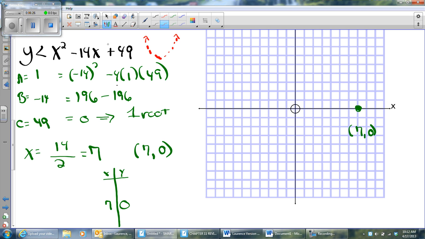Now, normally I like to pick 0 for x, but if I do that, I'm going to get 49 for y. So I'm not going to do that this time. I'm going to pick 6 for x, and then I'm going to pick 8. I'll do the math with 6, and I know I'm going to get the same answer with 8.